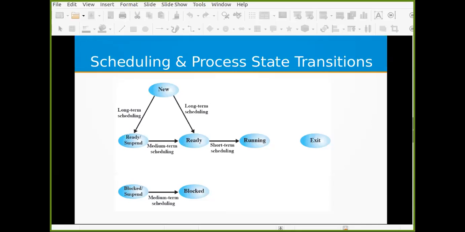Very few jobs are done in batch mode nowadays, where you submit the job, forget about it, and finally get the output. Most of the jobs are interactive jobs. But this long-term scheduler, whether it is a batch job or an interactive process, will decide when a new process will enter the system. Maybe the process is created, but whether it will enter the ready state or the ready suspended state will be decided by the long-term scheduler. That is the job of the long-term scheduler.